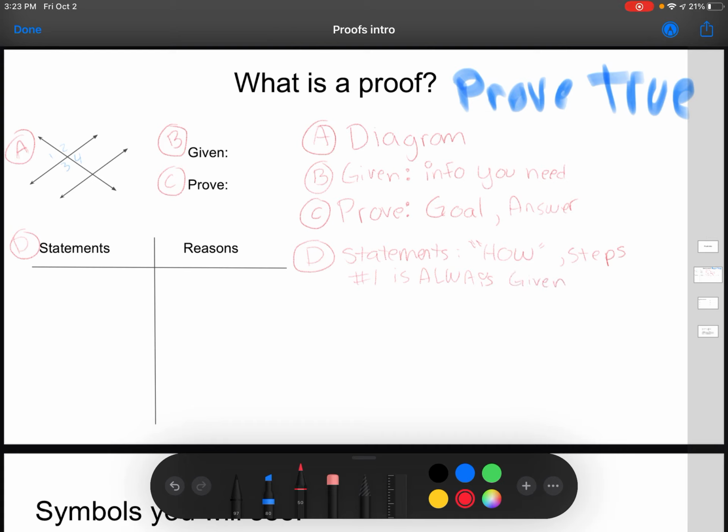Whatever they tell you in the given, that's where you start. They tell you angle 4 is 60. Your first statement is angle 4 is 60. So you always start with what they gave you.